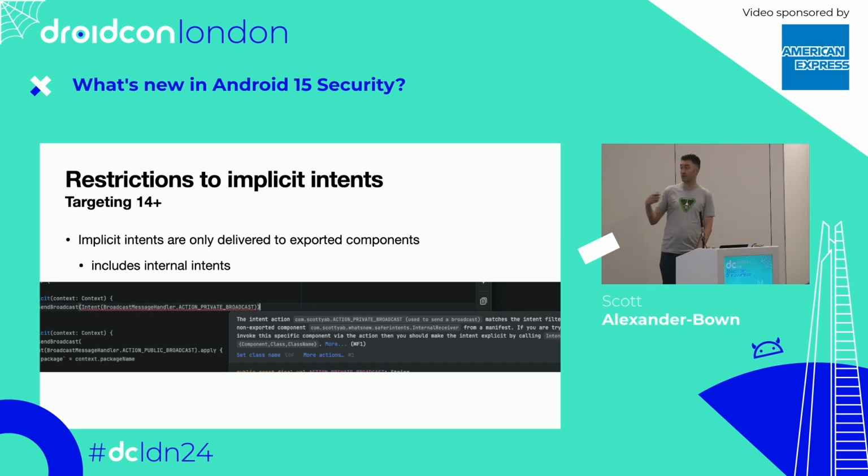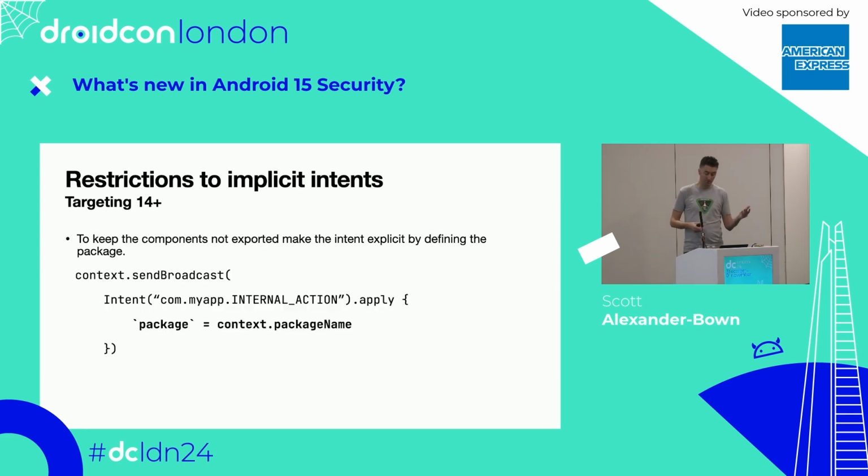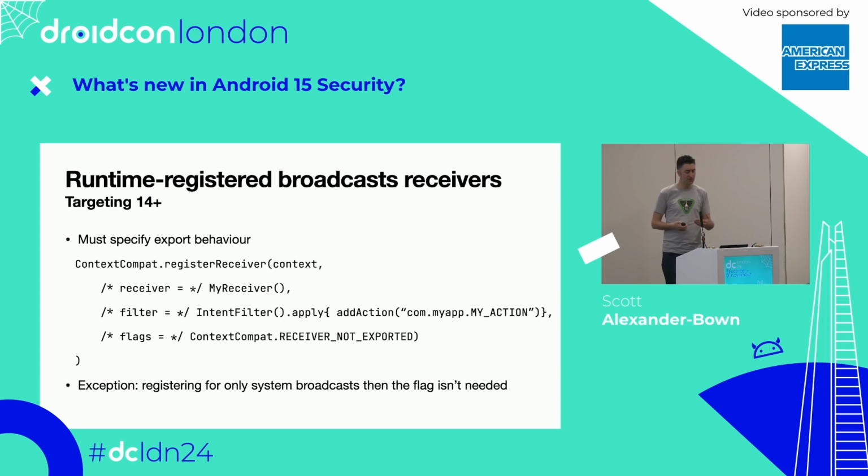The tooling's really good at flagging this, but implicit intents will only be delivered to exported components. And the key thing here is that this also applies to internal components. So if you're sending a message to a different part of your app using an intent, you need to make that explicit. You can't just send an action. You could solve this by adding the package, effectively turning this from an implicit to an explicit intent, and that works.